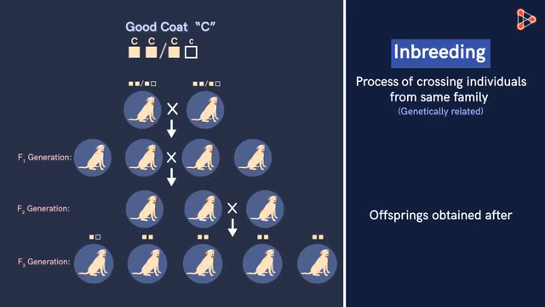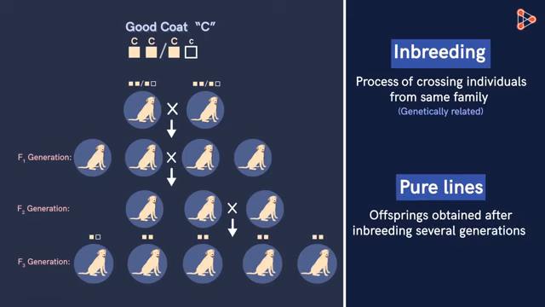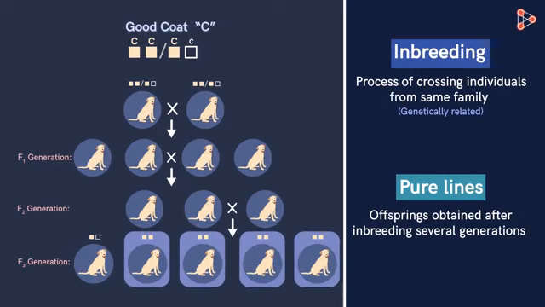And offsprings obtained after inbreeding several generations are called pure lines. One of the advantages of using pure lines while beginning the experiment is to have an assurance that the organism is homozygous even for the dominant trait. Now, let's focus back on the cross we were about to carry out.